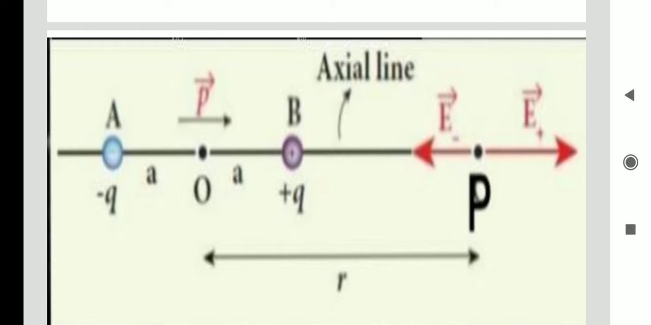Why do you consider 2A distance? Because from the negative charge to the center point is A, and from the center to the positive charge is A. That is the reason in place of D we consider 2A. So A plus A is 2A, which is nothing but D.